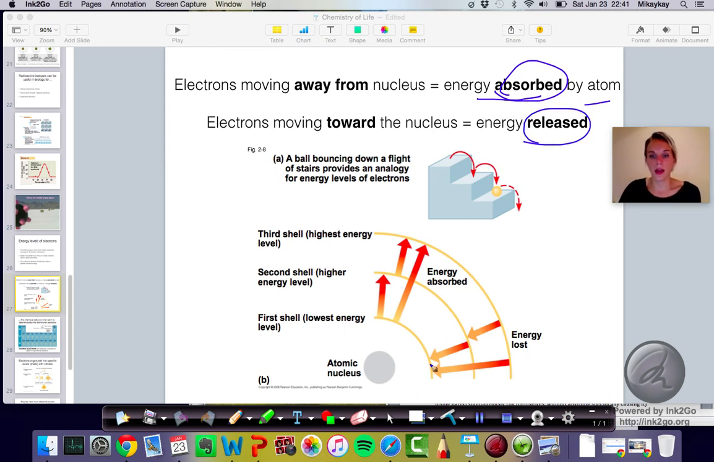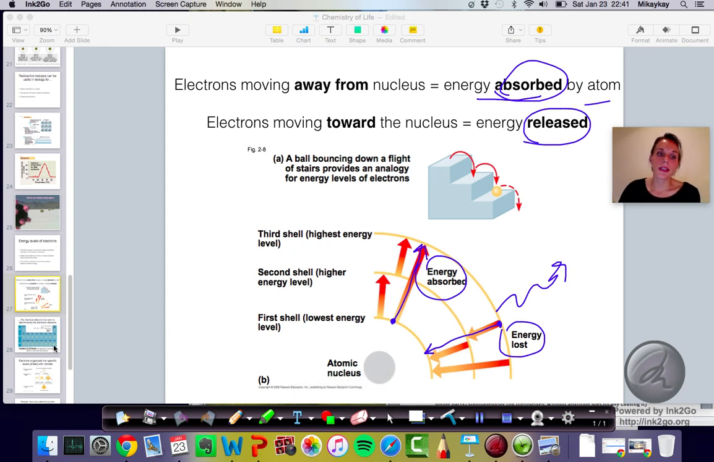And you have this diagram here. So if an electron is moving from this lower energy state to this higher potential energy state, energy must be absorbed. And if an electron is moving from further away, closer to the atomic nucleus, energy is lost to the environment. And a lot of times you see that as heat. You might see that as light as well. And these are all manifestations of energy.